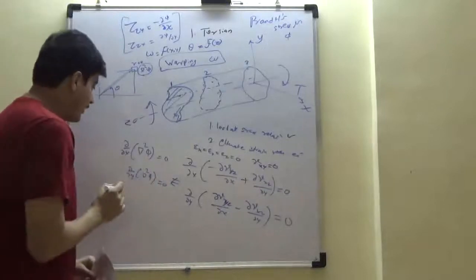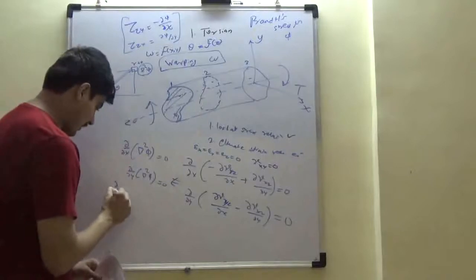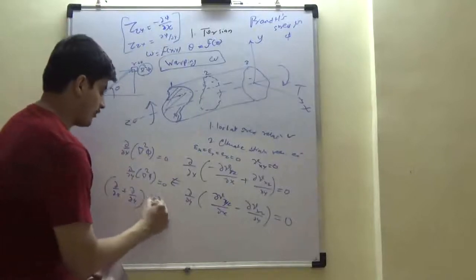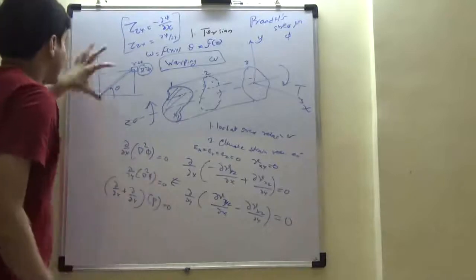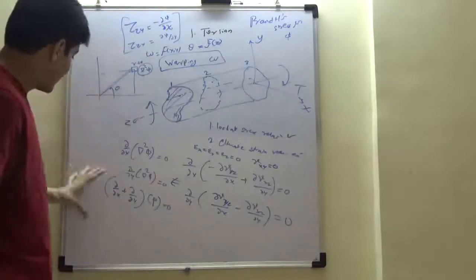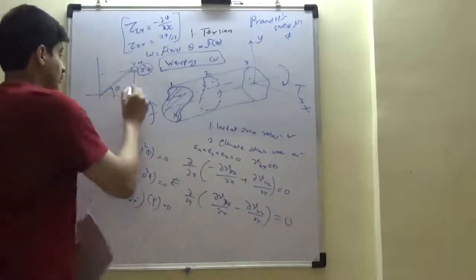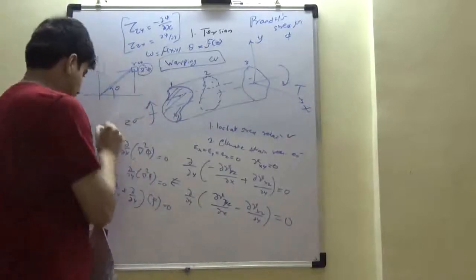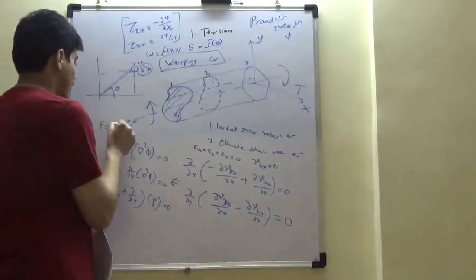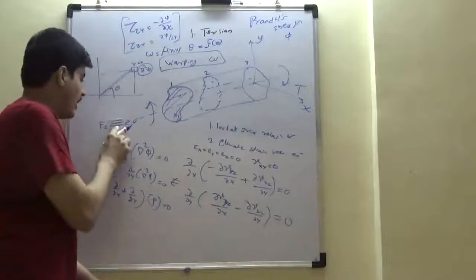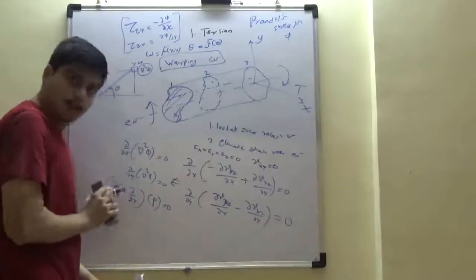So if I add, what I am getting is del by del x plus del by del y operator of f is 0. But this in coordinates is nothing but dr and r d theta, which means it is invariant. Because if it had a variation either in x, so if f was say f of x, then del by del x would not have been 0. Had it been g of y, this would not be correct.